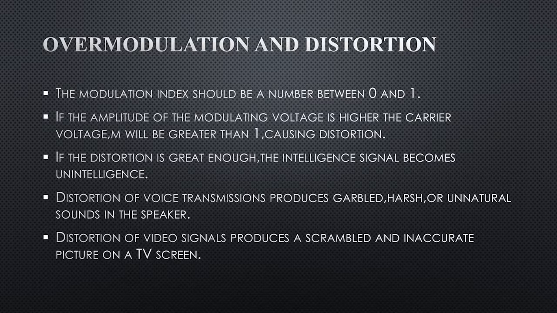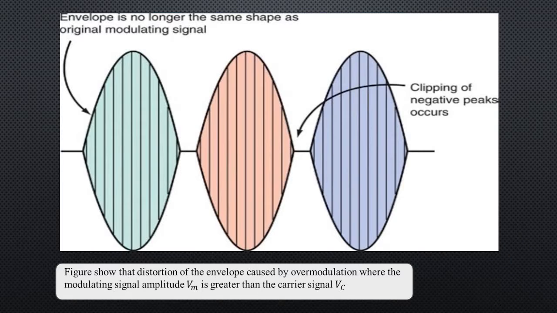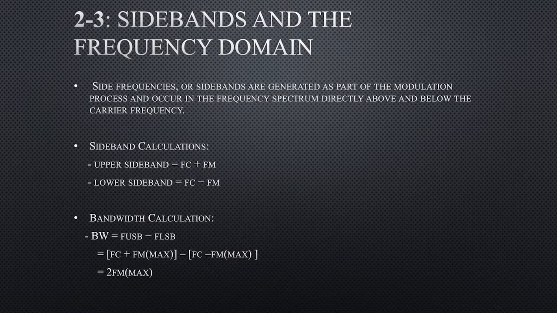Distortion of voice transmissions produces garbled, harsh, or unnatural sounds in the speaker. Distortion of video signals produces a scrambled and inaccurate picture on a TV screen. This figure shows the distortion of the envelope caused by overmodulation, where the modulating signal amplitude Vm is greater than the carrier signal Vc. We are now going to talk about sidebands and the frequency domains.